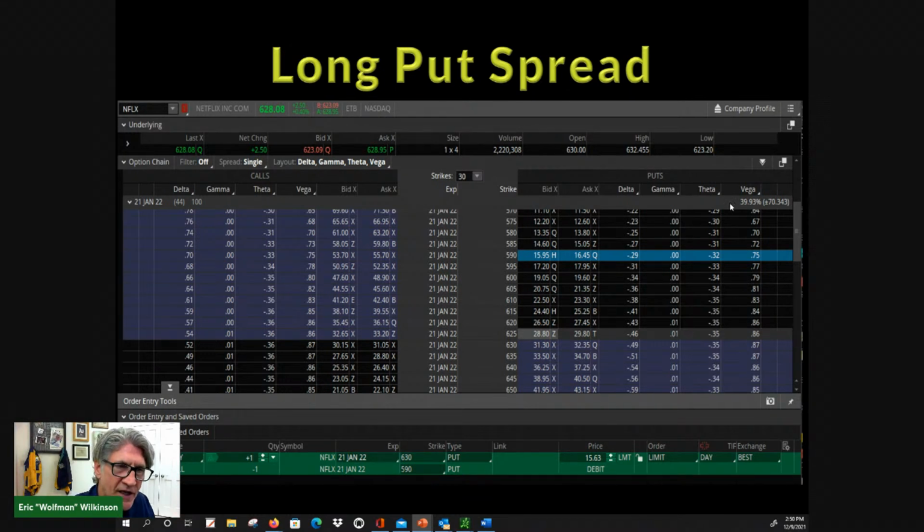Because as volatility comes out, right, as volatility starts decreasing, our premiums are going to fall out of bed, right? You can see that those premiums are going to really start eroding. And on a long put spread, that would really hurt this strategy.